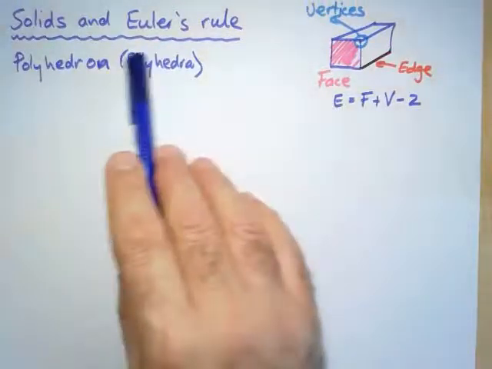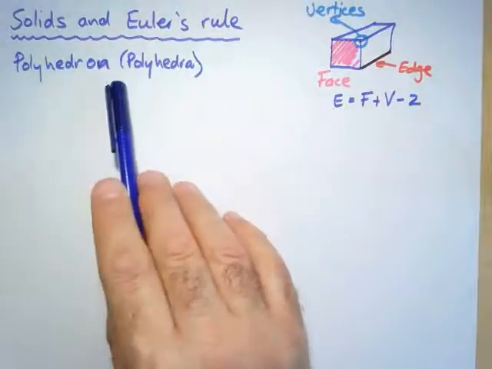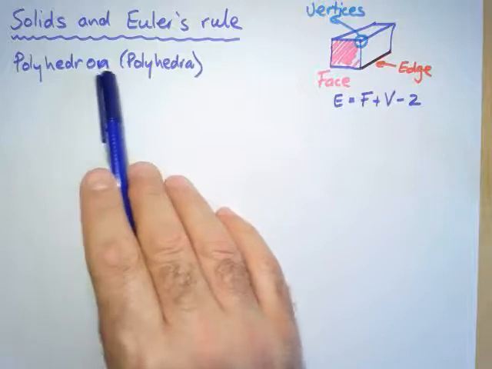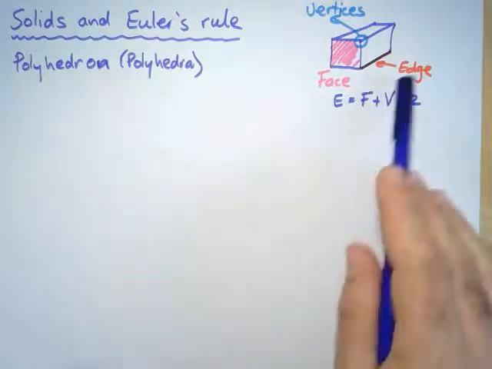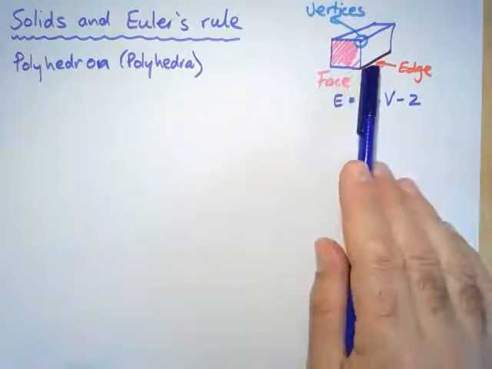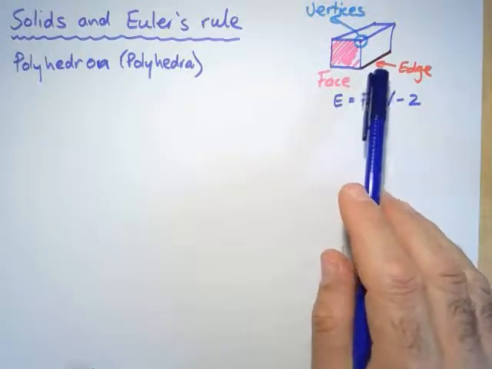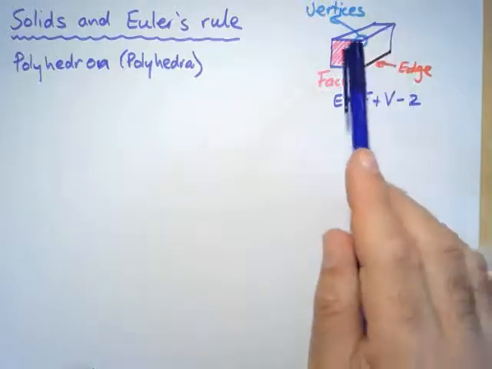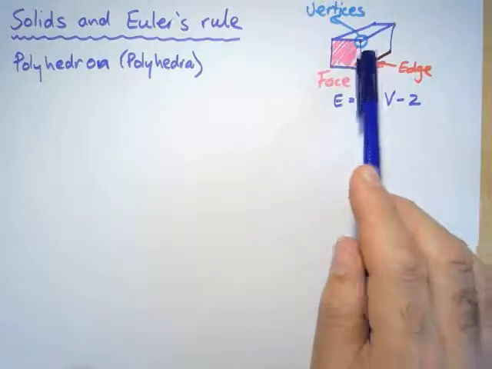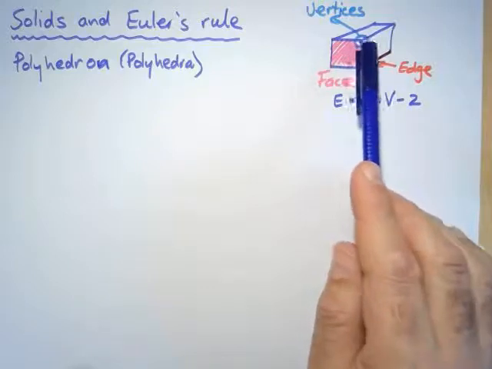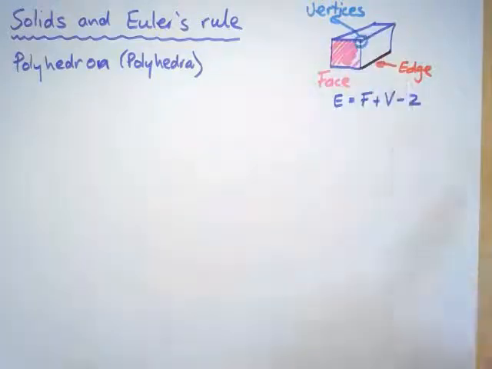Okay, so solids, we're looking at polyhedron. Polyhedron, plural is polyhedra. And polyhedrons are three-dimensional shapes that have edges, flat surfaces or faces, and vertices where the edges come together and where more than 2 faces meet. That is the vertices.